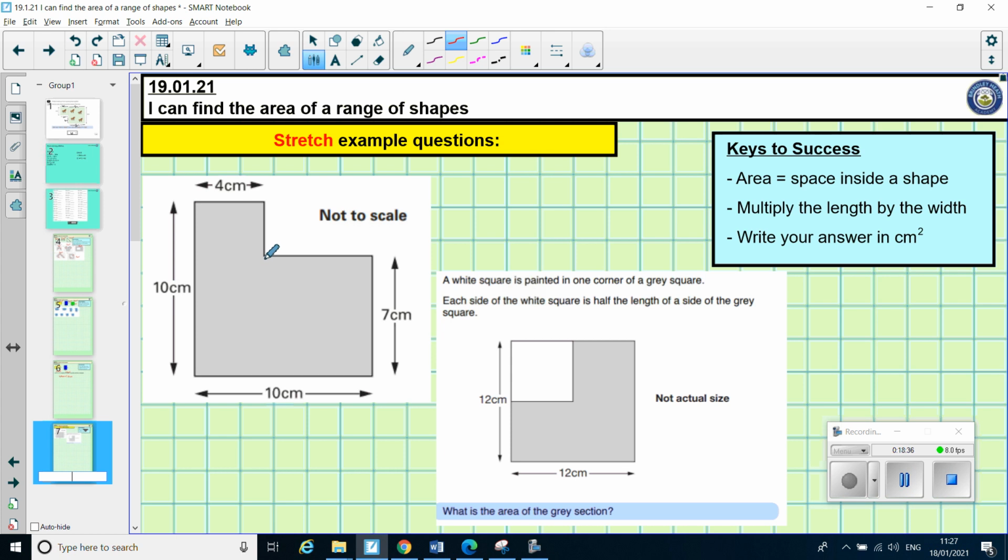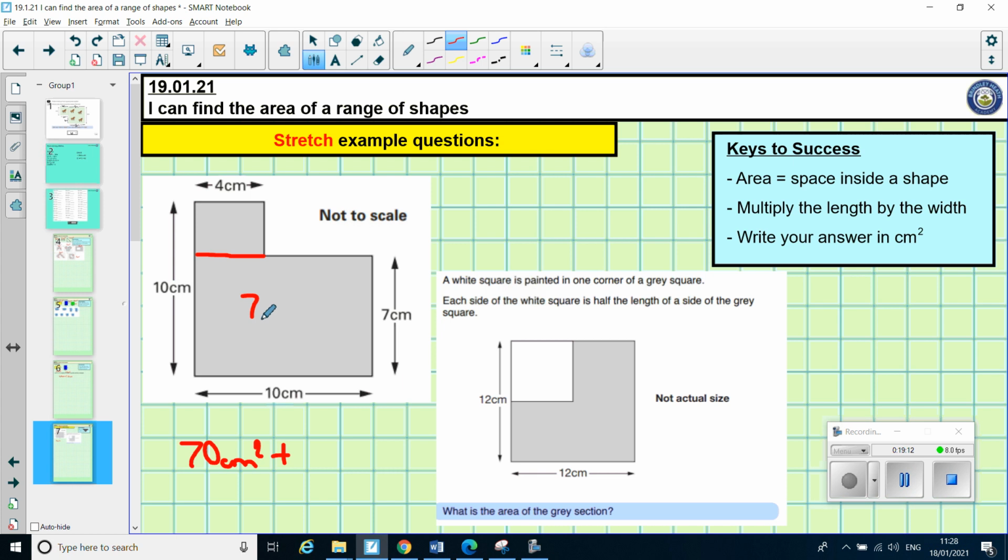So the way to find the area of this shape is to break it down into 2 rectangles. Okay, so if I want to find the area of this larger rectangle, I've got to do the length times the width. So I've got to do 10 times 7. Okay, it's not 10 times 10 because that length goes all the way up there, doesn't it? And it goes further than this rectangle. I just want to find this rectangle, so I'm going to do 10 times 7. 10 times 7 gives me 70 centimetres squared. So that's for that big rectangle.